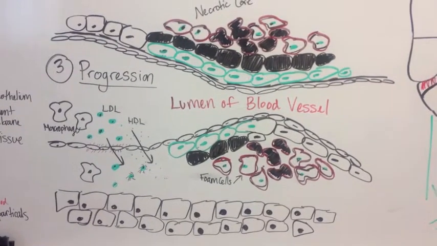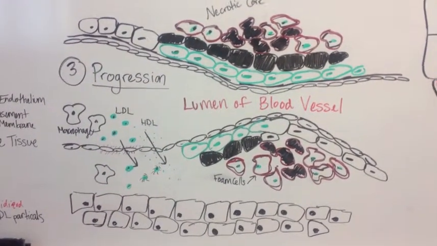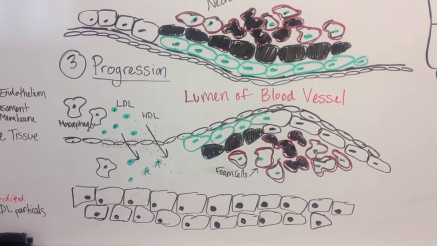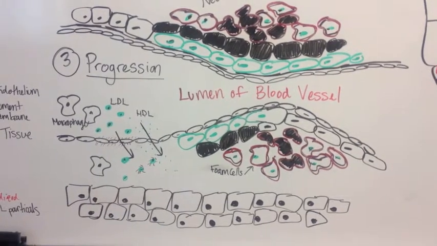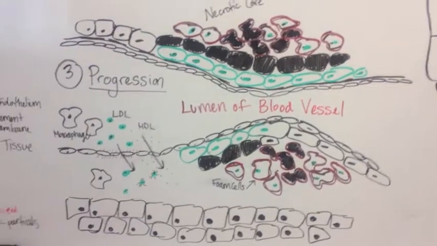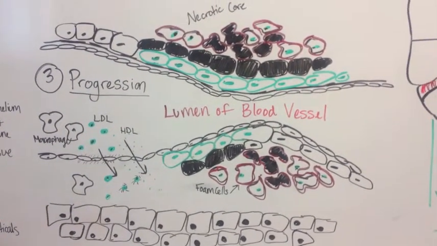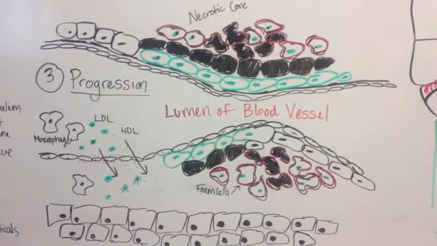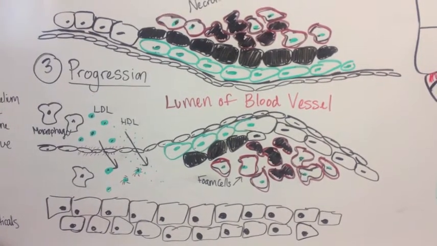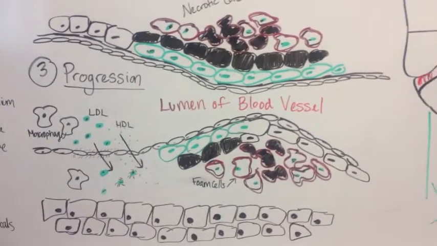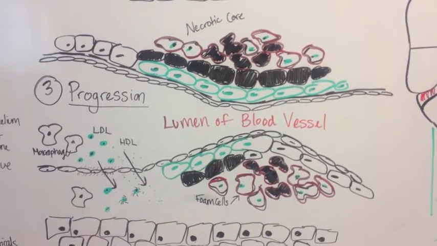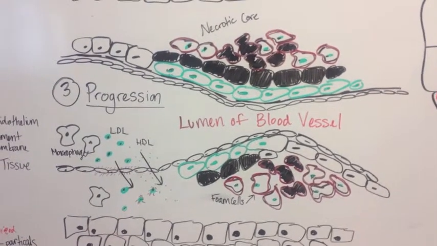Stage 3 of the development of atherosclerosis is progression. The necrotic core continues to grow as LDL and HDL particles penetrate in this shear stress area of the blood vessel. Macrophages are called in to endocytose oxidized LDL particles and form foam cells, which die. Smooth muscle cells are then recruited to form the fibrous cap. This is a stable plaque. It is not in danger of rupturing as long as the cap is not thin.